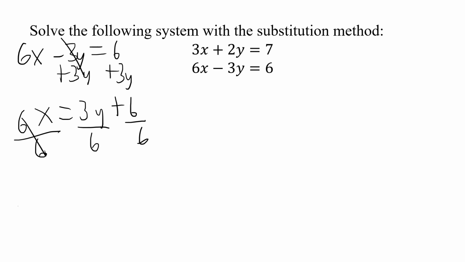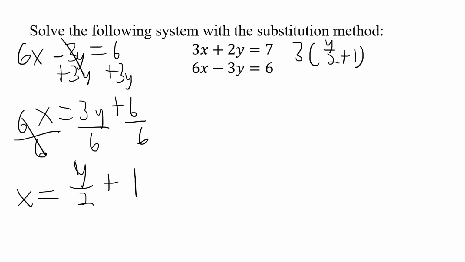And we get x equals, well, 3 divided by 6 is 1/2. So we could just say y over 2. And 6 divided by 6 is just 1. So now we figured out what x is. Let's go to the other equation and plug it in. So for the top equation, we have 3, but we now know what x is. It's y over 2 plus 1 plus 2y equals 7.